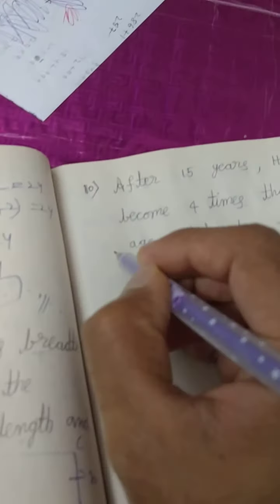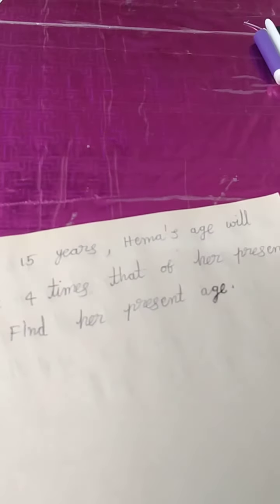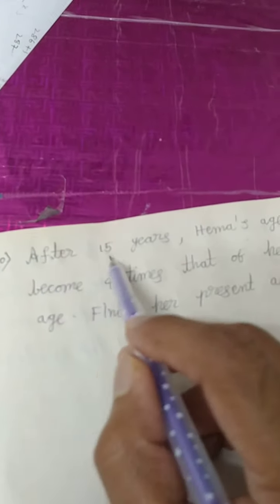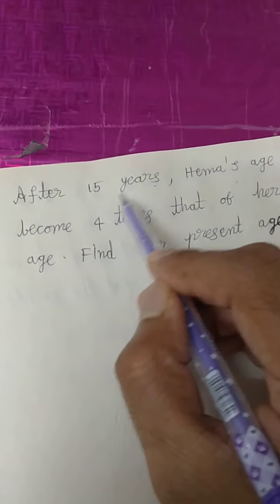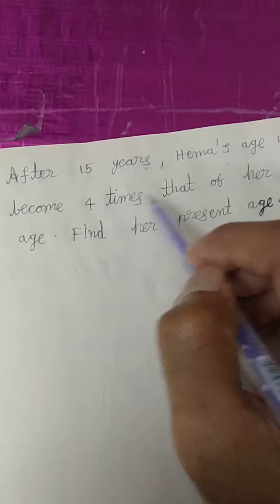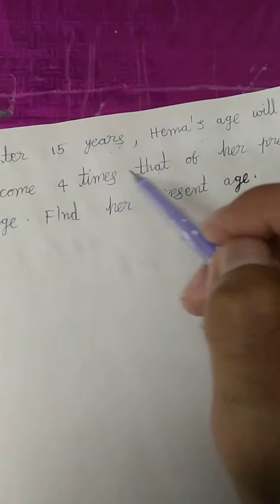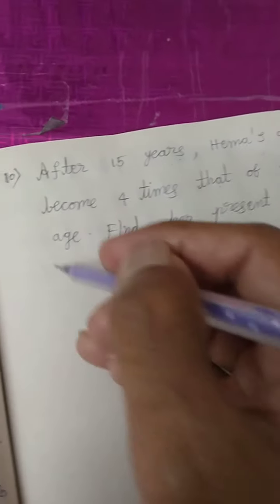So here, see, children, the 10th one. What is the 10th one? In your textbook it is there on the next page. You can turn your textbook so that the problem will be there. See, children, the 10th problem: after 15 years, Hema's age will become four times that of her present age. Find her present age. So he is asking for her present age.